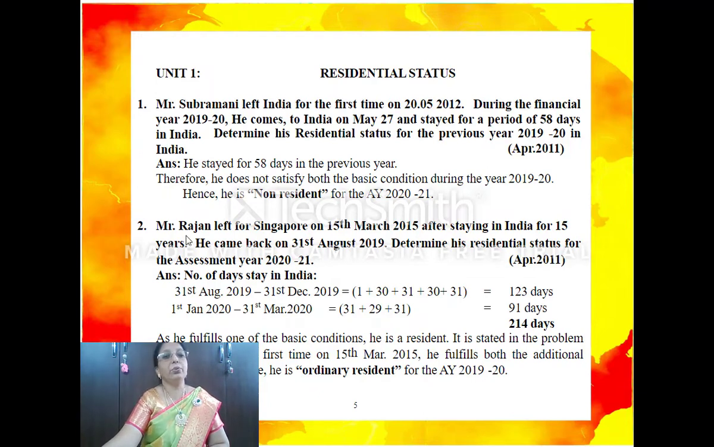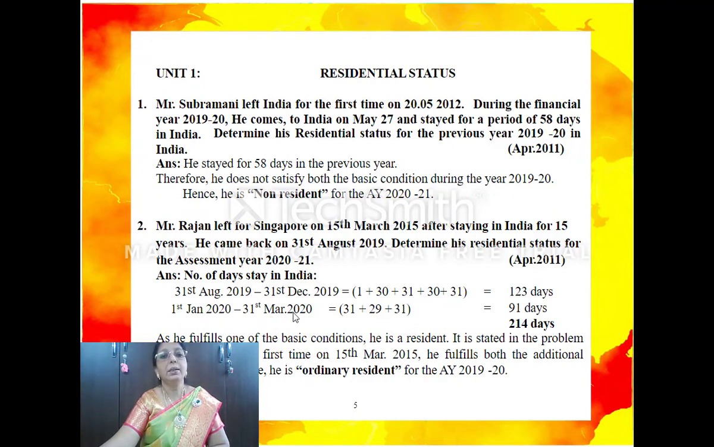Then the next situation: Mr. Rajan left for Singapore on 15th March 2015 after staying in India for 15 years. So he was in India for 15 years. He came back on 31st August 2019. Determine his residential status. In our previous year, from 31st August 2019, he is in India, that is, 31st August 2019 till 31st March 2020.